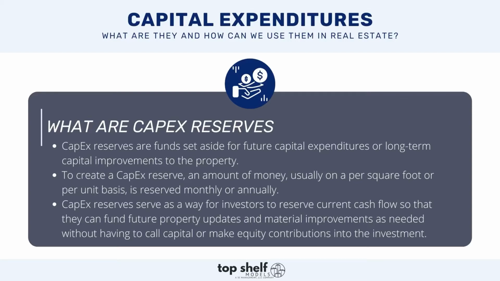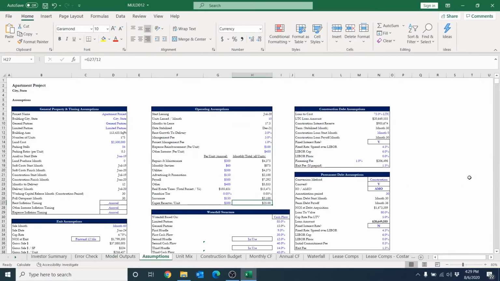Similar to project management fees, Capex reserves are expenses incurred at a property that are unrelated to daily operations. Therefore, Capex reserves hit below the line, which means that they're not included in the net operating income of a property. We'll now get into how we calculate Capex reserves in our model.